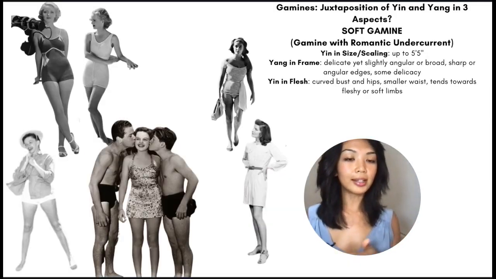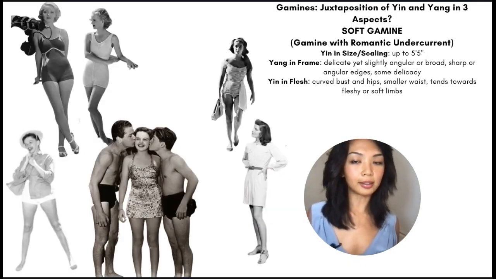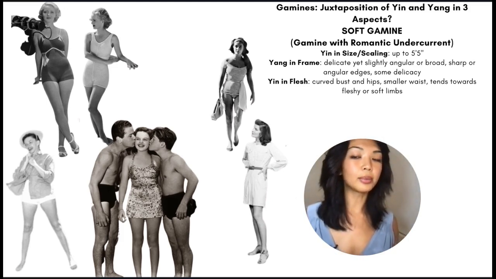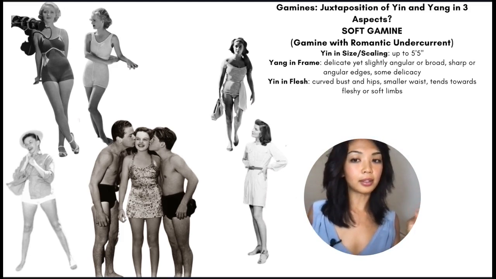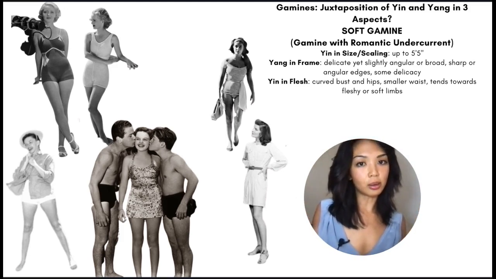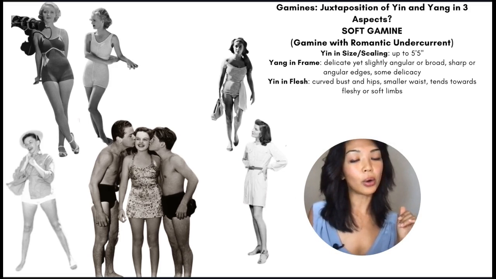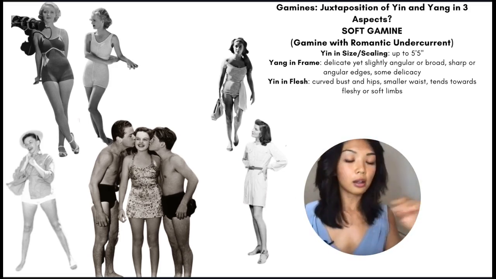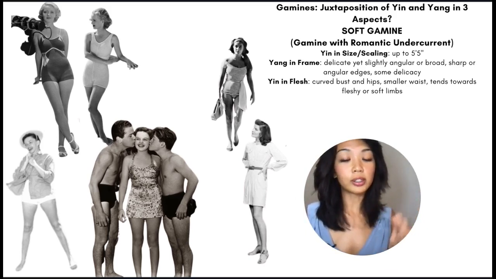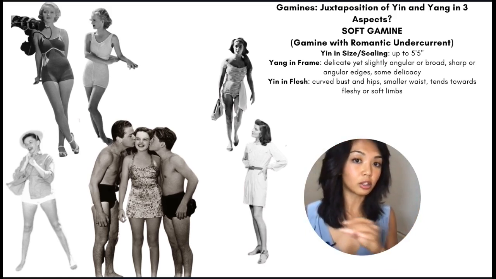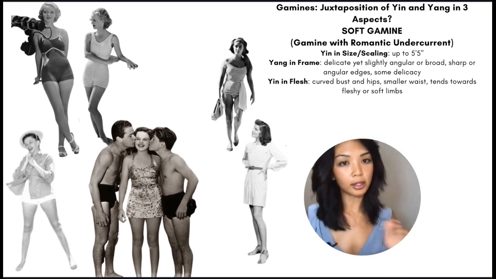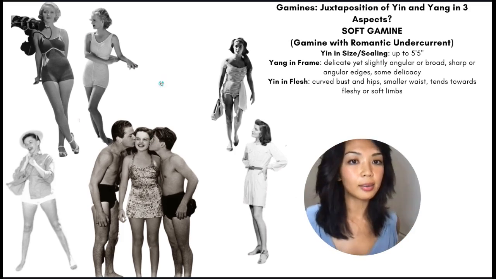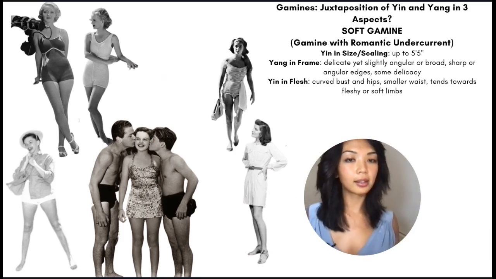All right, so let's start off with the soft gamines and the gamine family. Gamine with romantic undercurrents. And please remember that the gamine family exists on a spectrum. It's not a binary, so you have to figure out your specific position along the spectrum, and you're going to have to adjust what you need in terms of where you are on that spectrum. So here we have Bette Davis and Judy Garland as our examples. Let's go over the three aspects.